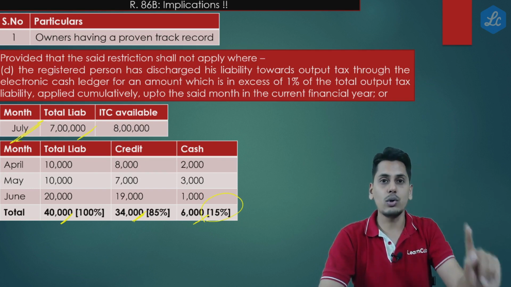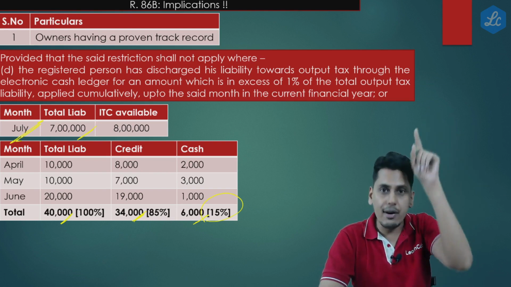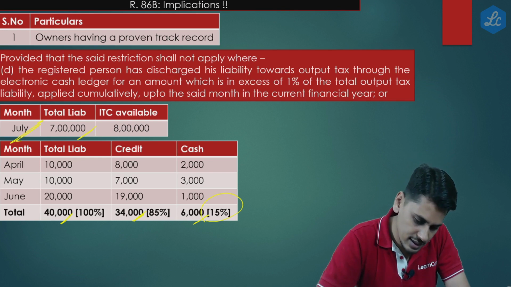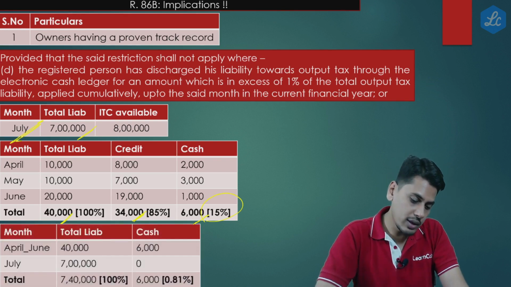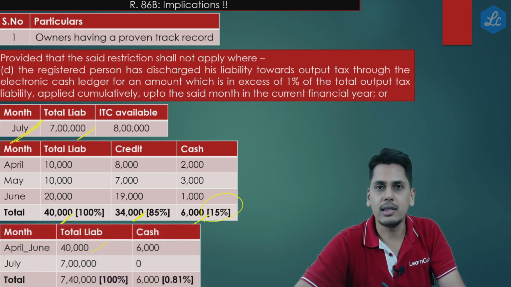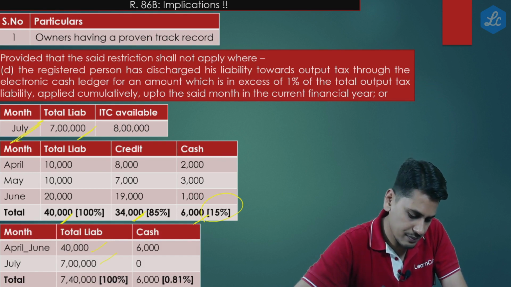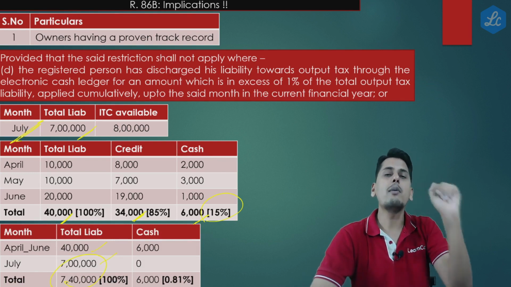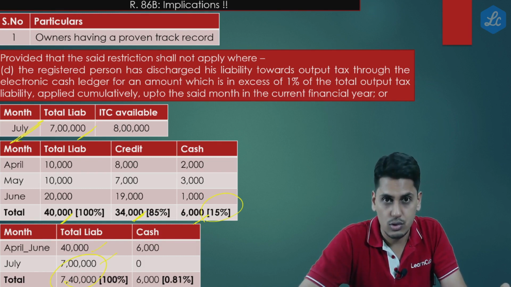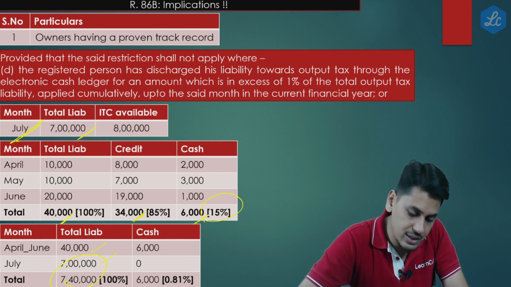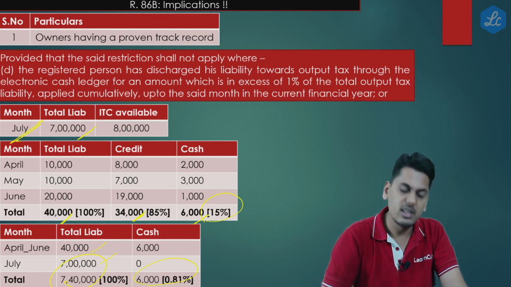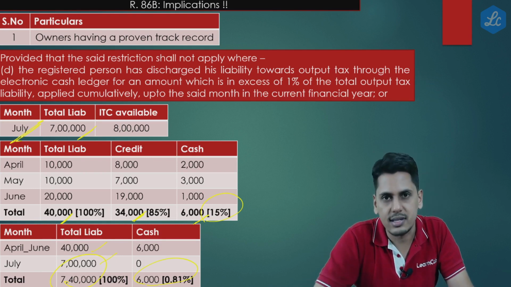As regards total liability is concerned, you will have to consider the liability of July as well. So now, friends, let's have a look. The total liability April, May, June 40,000. July is 7 lakhs. Total liability is 7,40,000. So far, how much have you paid from the cash ledger? So far, you have paid from the cash ledger 6,000. So 6,000 divided by 7,40,000, it is 0.81%.